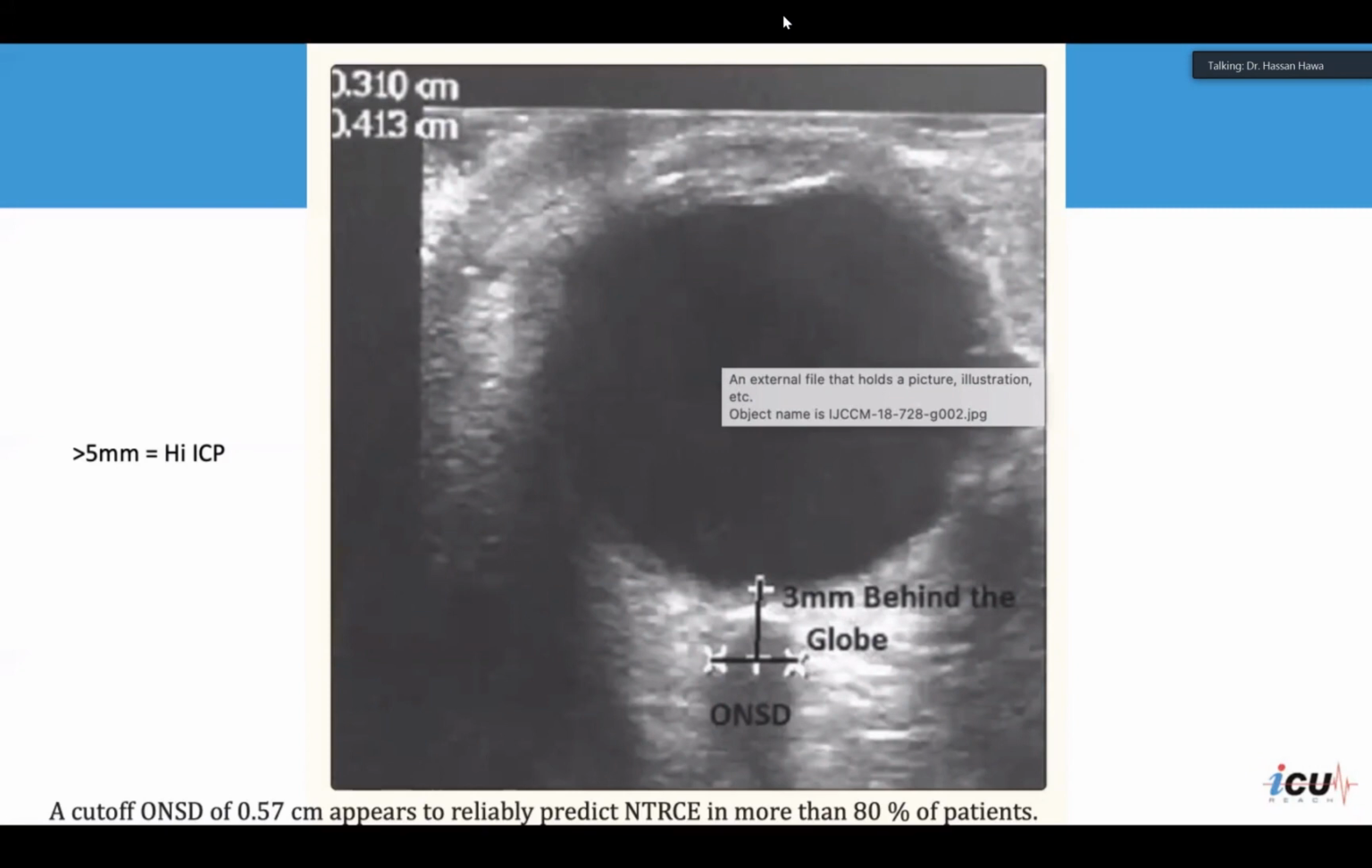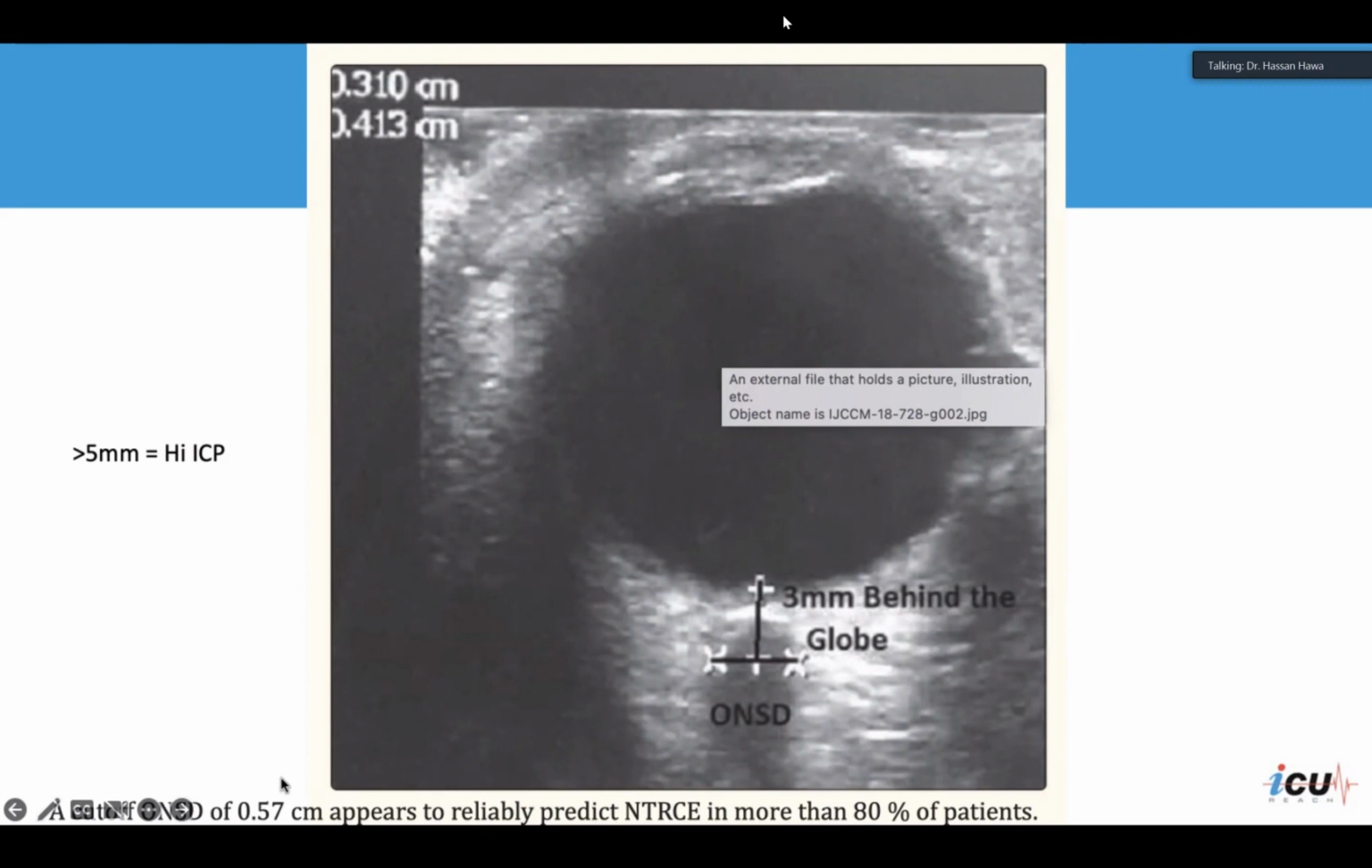So this is a picture illustrating after you apply the probe on the eyelid of the patient, usually using the vascular probe, obviously. Then you'll get this picture of the eye globe, and this is the optic nerve. So you measure 3 millimeters from the edge of the retina, and then you measure this width, and this is what would count as the optic nerve sheath diameter. Anything above 5 millimeters suggests high ICP.